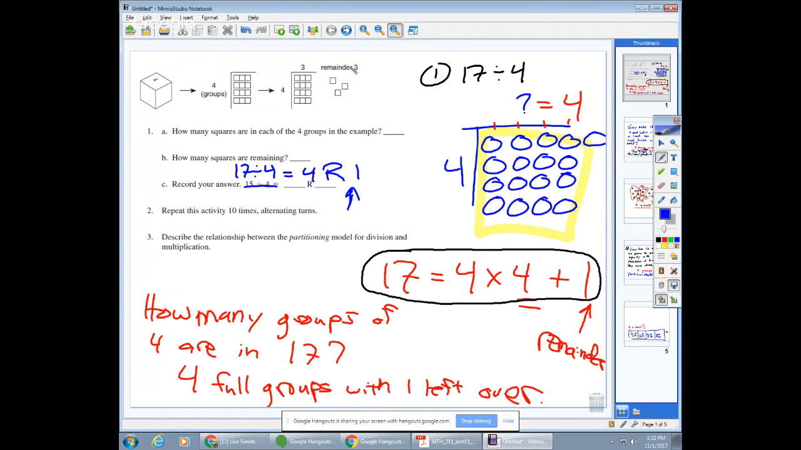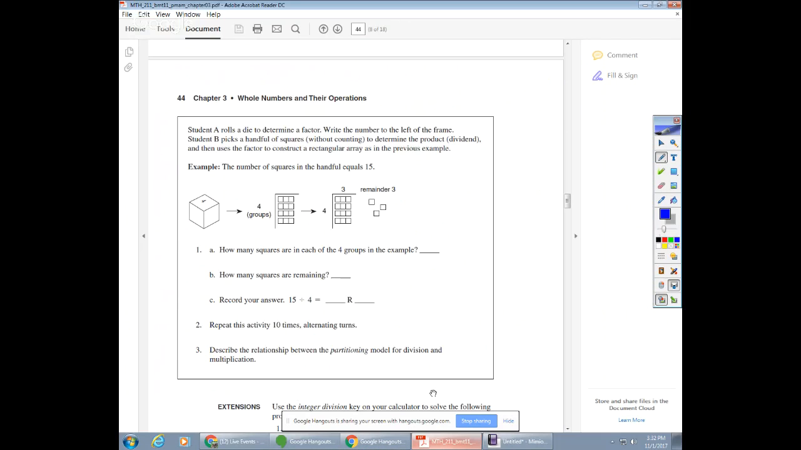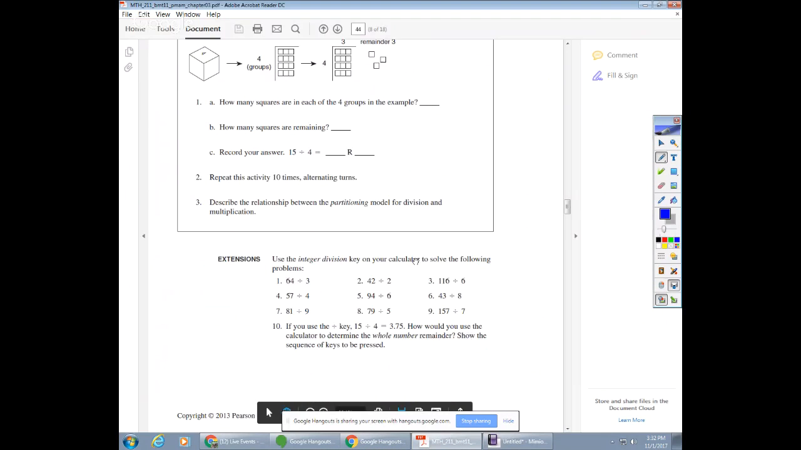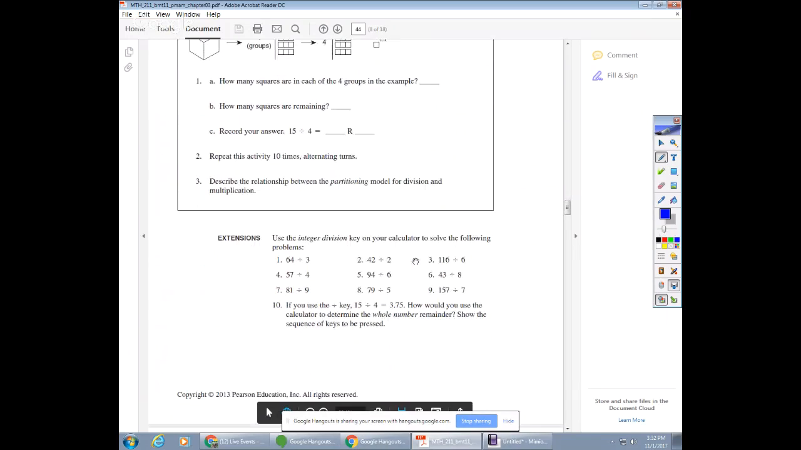All right, let's see. Now, the extension is the kind of tricky part. So if you have a calculator on you, get it out. Most calculators are on our phones these days. And I'm pretty sure my phone calculator cannot do integer division. So get your phone calculator out, or your computer calculator, whatever you happen to have nearby.